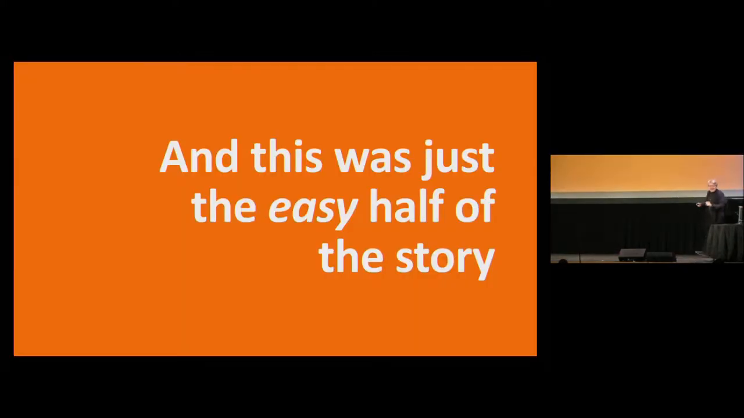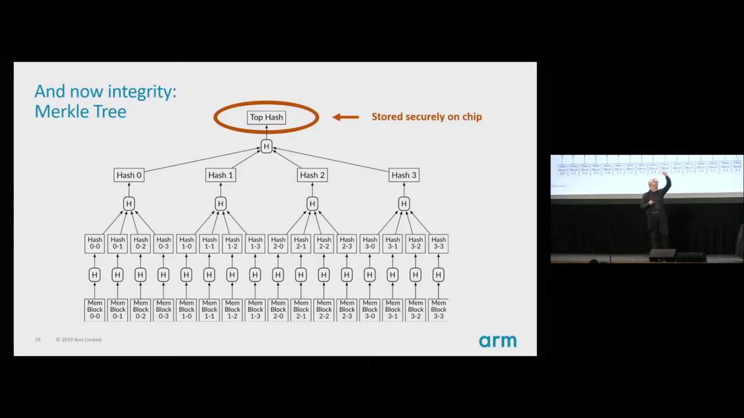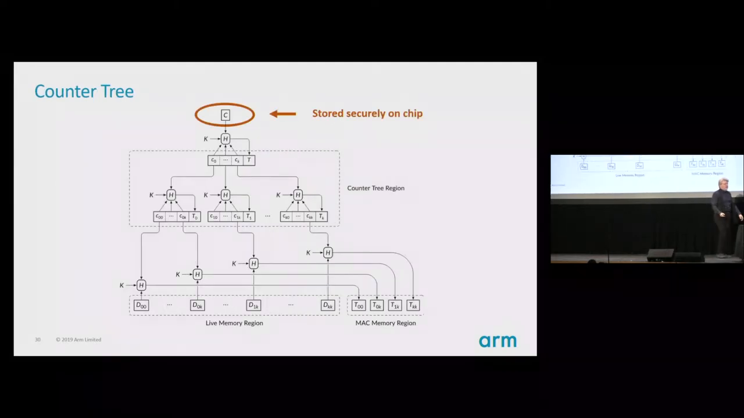But this was just the easy half of the story, because integrity is actually much worse. So we have the Merkle tree, we have seen these, you chop the memory into blocks, you hash them, you put the hashes in some bigger blocks, you hash these until you get something that stays at the top, and in order to make sure that these can't be manipulated, you store securely inside the security perimeter the tip of this Christmas tree.